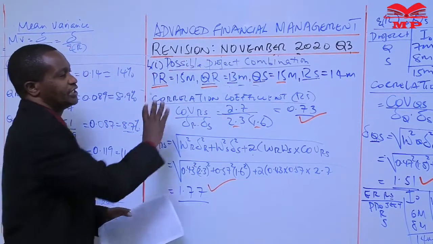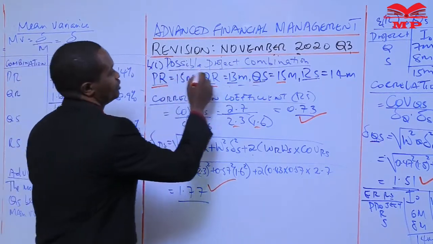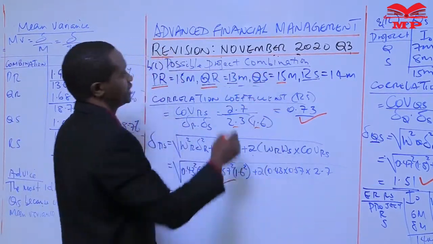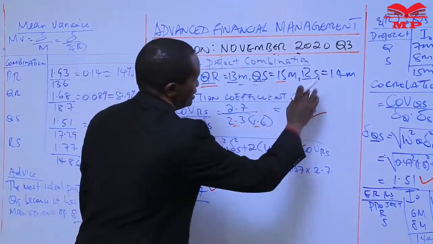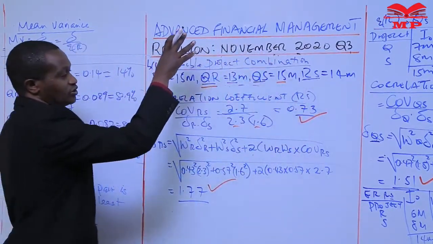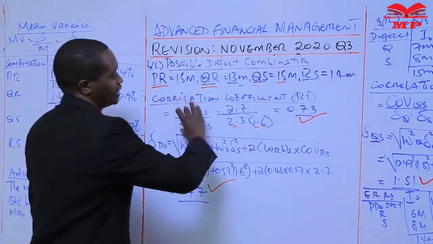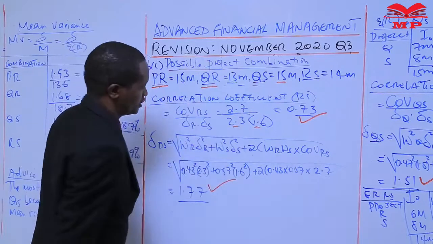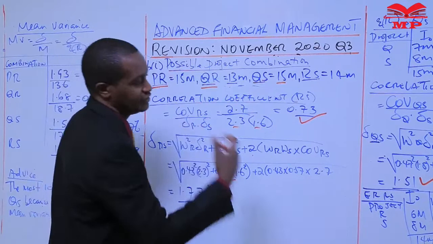So you see, that was the initial starting point. First of all, identify the possible project combinations. And this is what now guided the student on how to calculate these other aspects: the correlation coefficient, the expected return, the standard deviation.